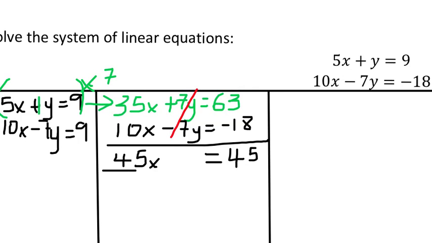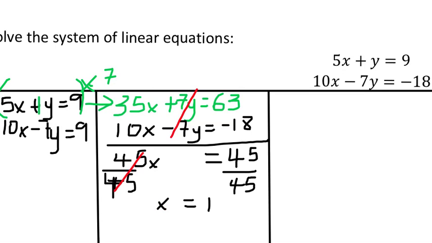And when I divide both sides by 45, I'm actually going to get, so 45 divided by 45 is 1, but I don't need to write the 1. So I just write x is equal to positive 1. So 45 divided by 45 is 1, and x is 1.